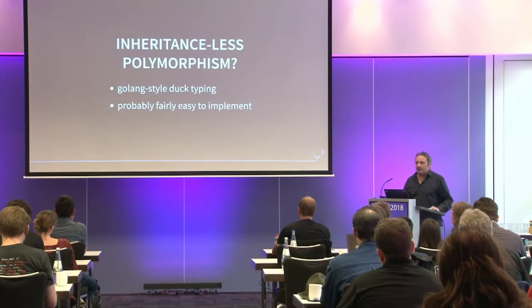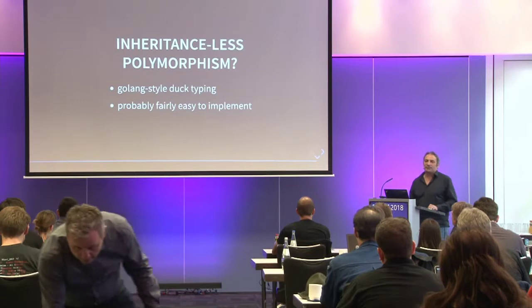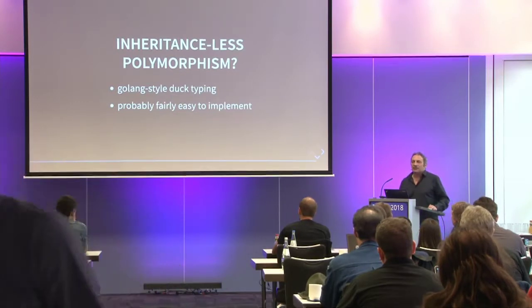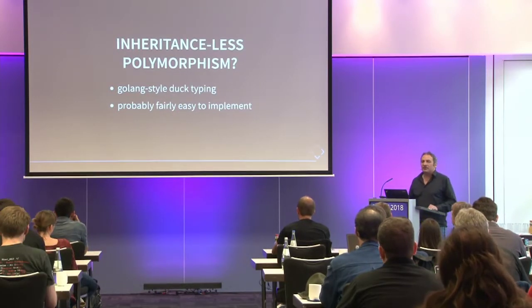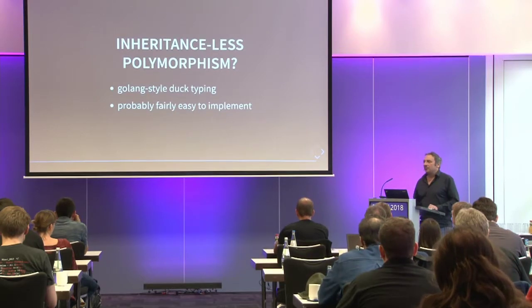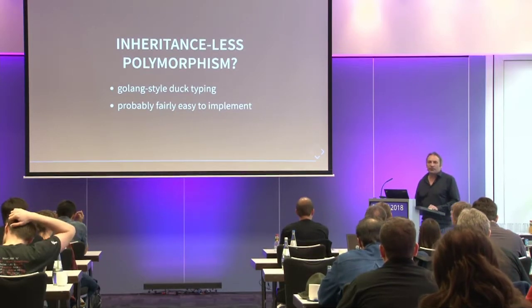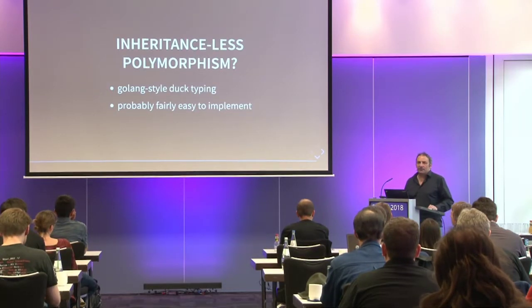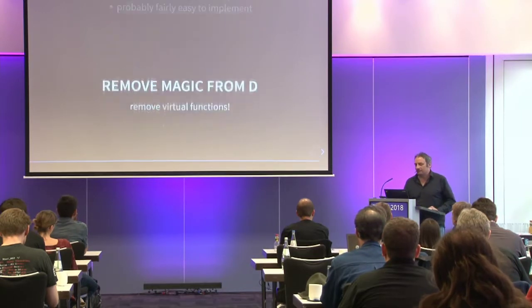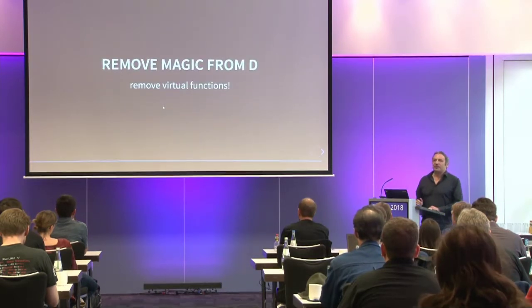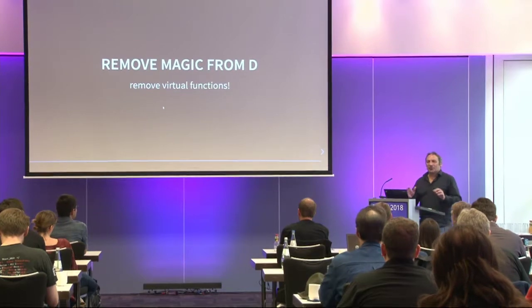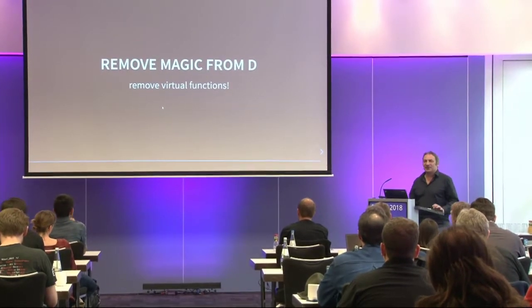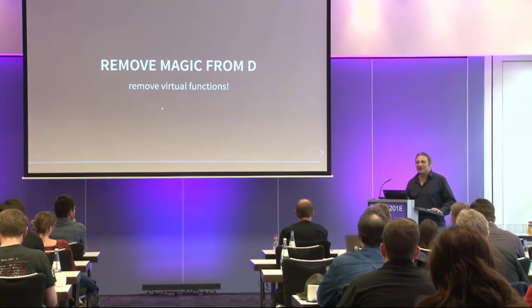It could probably be possible to extend my library to support Golang style duck typing. So, polymorphism without inheritance, simply based on a set of functions which is available in a class. But I'm not all that excited by Golang, so maybe someday. And then finally, a message to Andrei. You want to remove magic from the language? Well, now you can remove virtual functions. They're not needed anymore.